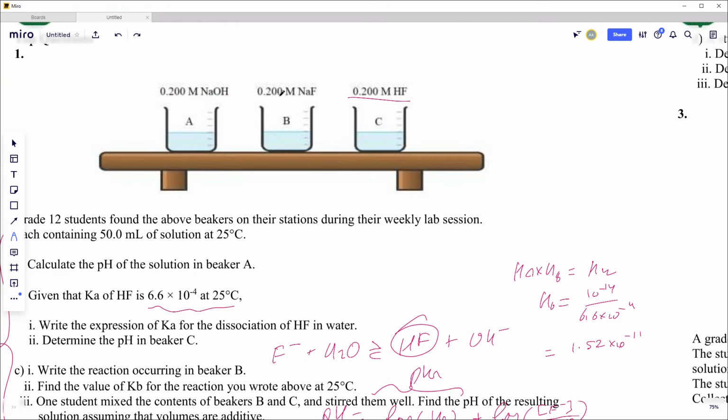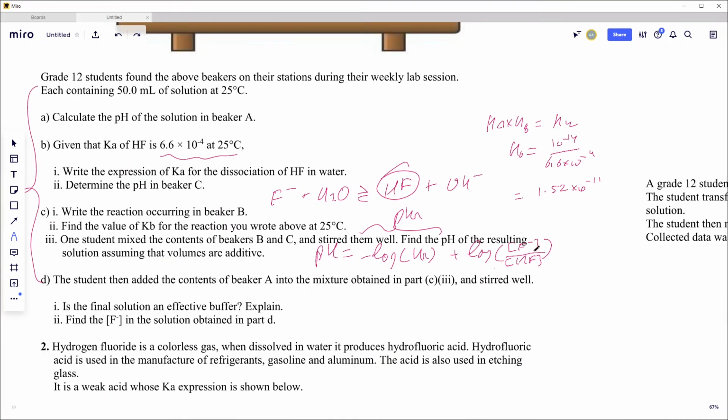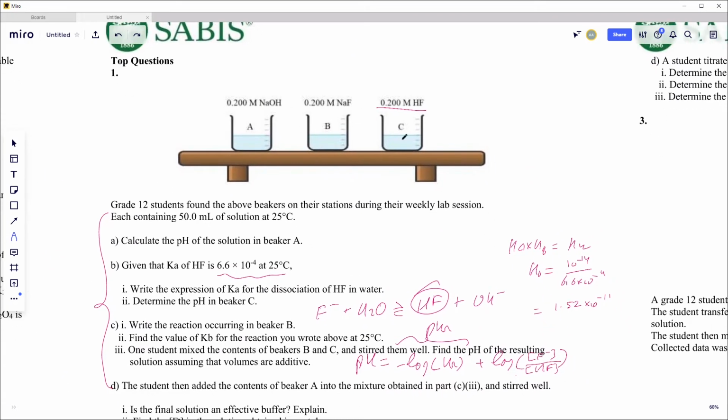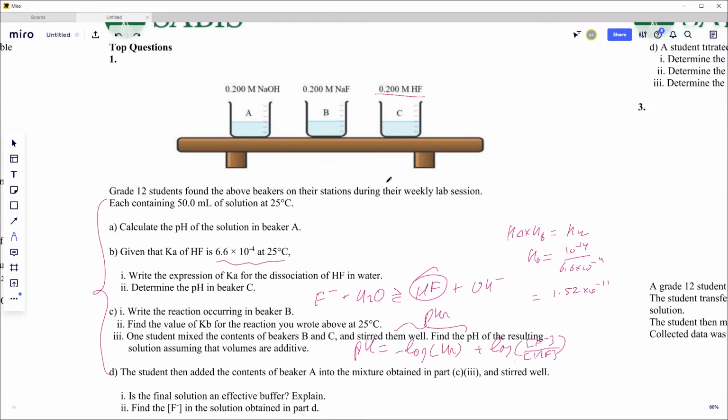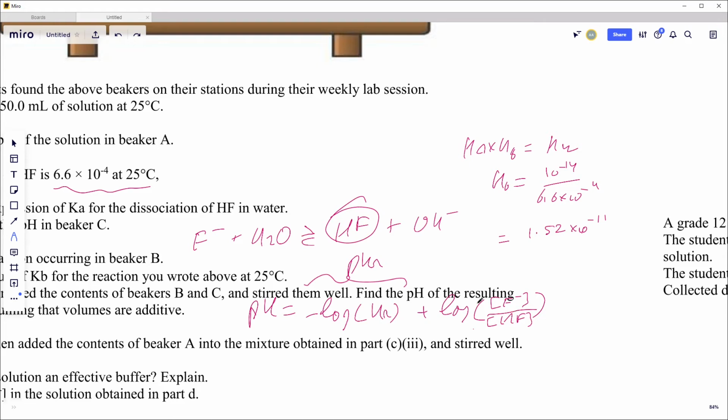So we're mixing 0.2 with 0.2, F− and HF. So you're going to have the concentrations be the same, because F− is going to get its concentration from NaF, an ionic salt, and here we have HF. So 0.2 over 0.2 is 1. Log of 1 is 0.